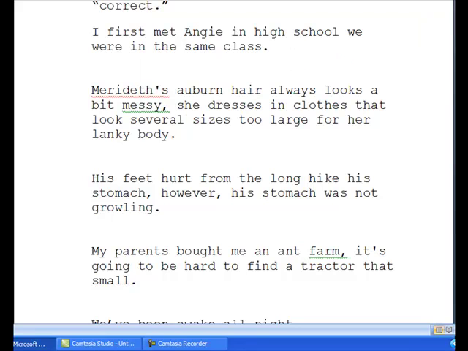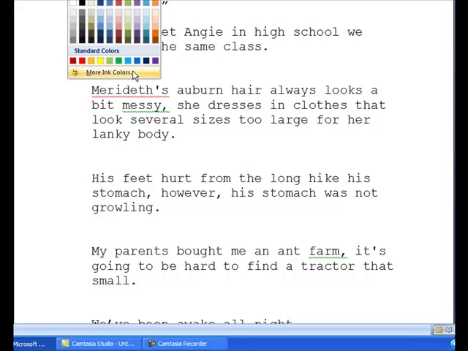And so the problem occurs right here, doesn't it? We have two independent clauses. I first met Angie in high school, and then we were in the same class. This is a fused sentence, and so we have to fix it. One of the ways that we can fix it is to put a semicolon there, and now it's correct. Semicolon is strong punctuation. It can join two related independent clauses.